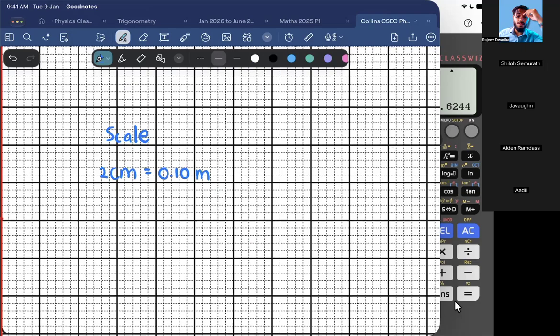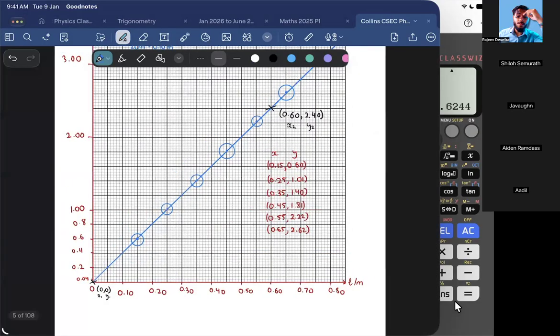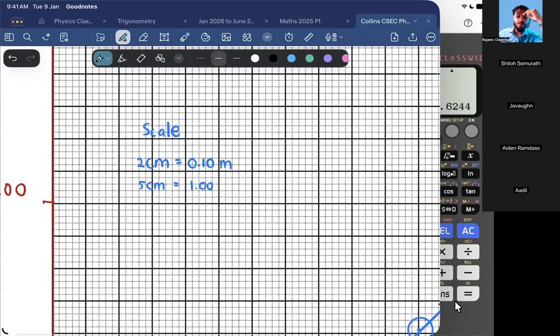Now, let's look at the y-axis. On the y-axis, what was the scale we had used? I know we put small divisions, but generally speaking, what was the scale we decided on? 5 centimeters is equal to 1 second squared. Are you okay with that or not?